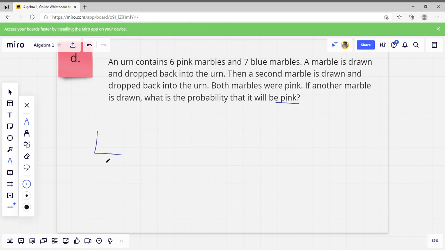All right, so we've got our jar, and we've got 6 pink and 7 blue. So in the jar, we've got 6 and 6, 12, 13 marbles total. So 13 chances. And our pinks, there are 6 chances to get a pink out of 13 total. So the answer is 6 out of 13.